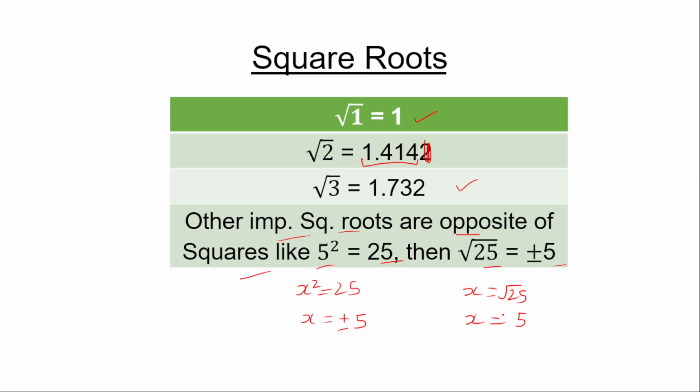This is wrong, because x square equal to 25 can be written as x equal to root 25. Then it comes to this. So simply x equal to root 25 will be equal to plus minus 5. Okay, because the square of minus 5 is also 25.